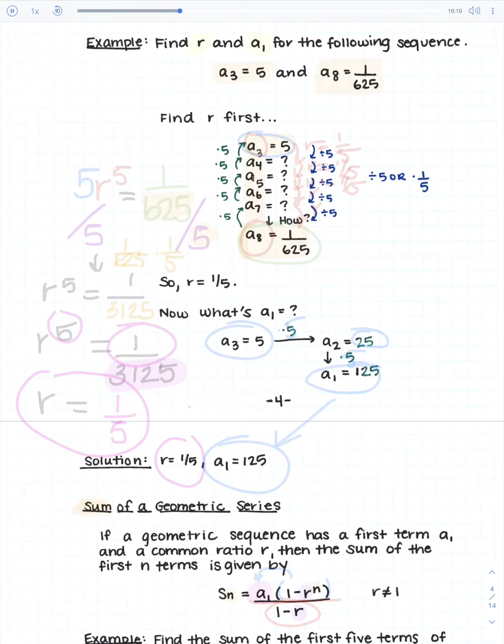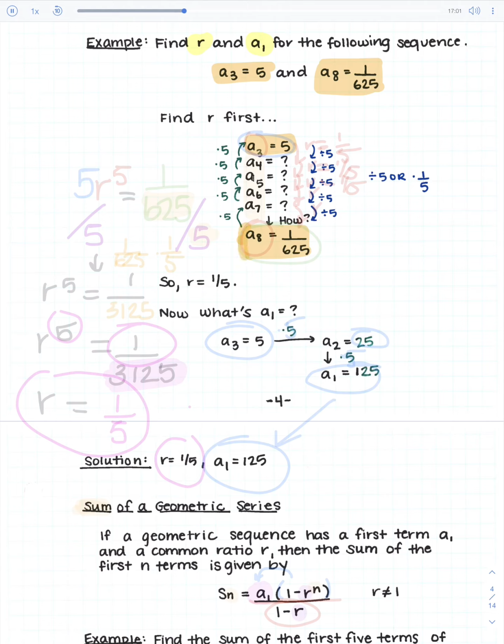This next example, they want us to find r and a sub 1, which means the first term, and the common ratio, the thing we're multiplying by to get the next term. And they give us the third term and the eighth term. So the question is, how are they getting from what they gave us, the third term, all the way down to the eighth term that they also gave us? So here's the third term, and here's the eighth term all the way at the bottom.